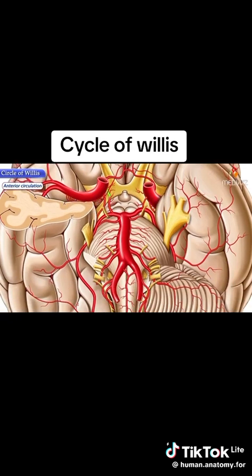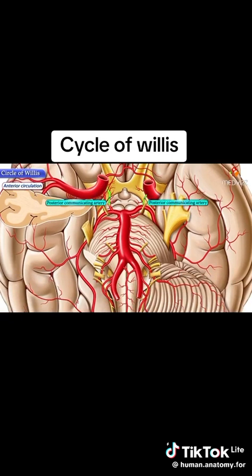The posterior communicating arteries anastomose with the posterior cerebral arteries, thereby connecting the internal carotid arteries to the vertebro-basilar system to complete the arterial circle of Willis.